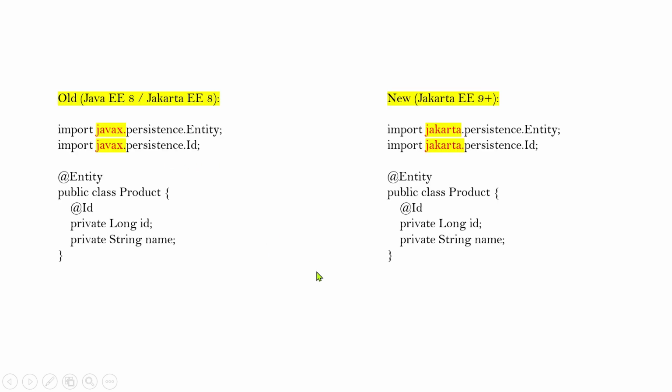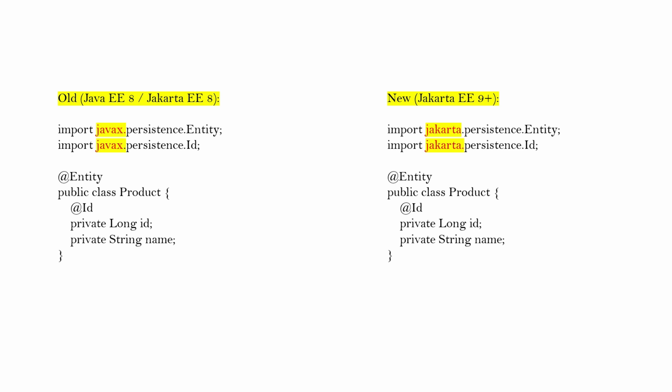Let me show you a snapshot of code so you get a proper understanding. This is my old code, developed for Jakarta Enterprise Edition 8, that is, up to version 14.1.2. Here you can see we are importing particular APIs with javax.persistence.Entity and javax.persistence.Id. These need to be changed to jakarta.persistence.Entity and jakarta.persistence.Id.